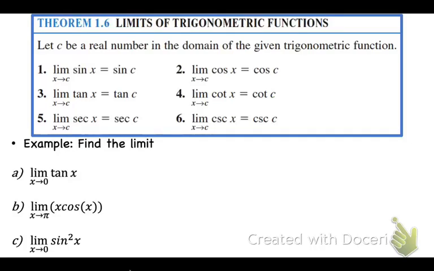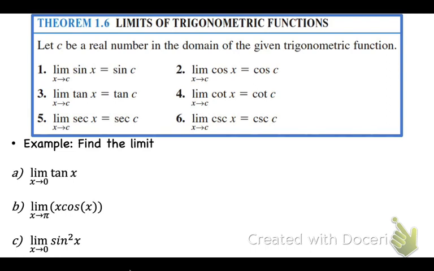So the second day of 1.3 limits, we're going to finish up what you needed. For all the trig functions, it's just direct substitution. So you have the limit as x approaches c of sine of x, you plug in c, and you find the sine of c. That's legitimately all you do.